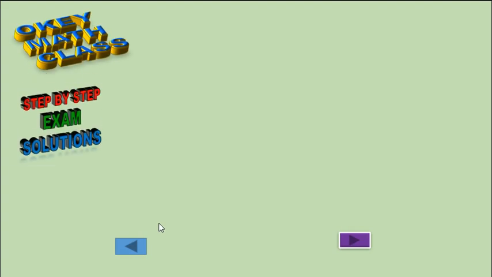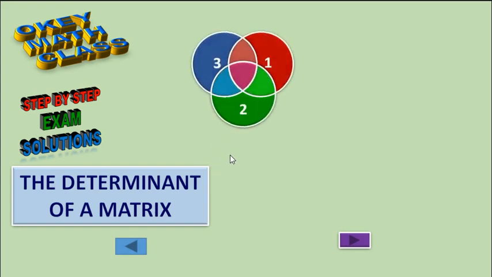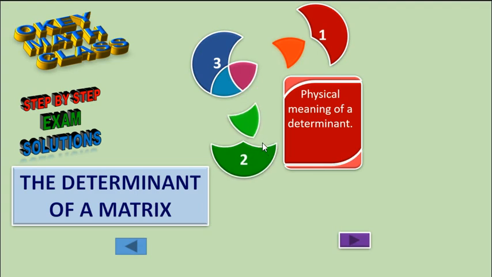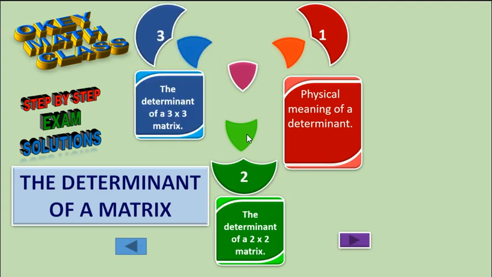Okay, math class, present step-by-step exam solution to the determinants of a matrix. The determinant of a matrix. In this presentation, we'll be studying the following content. Number 1, the physical meaning of a determinant. Number 2, the determinant of a 2 by 2 matrix. And number 3, the determinant of a 3 by 3 matrix.